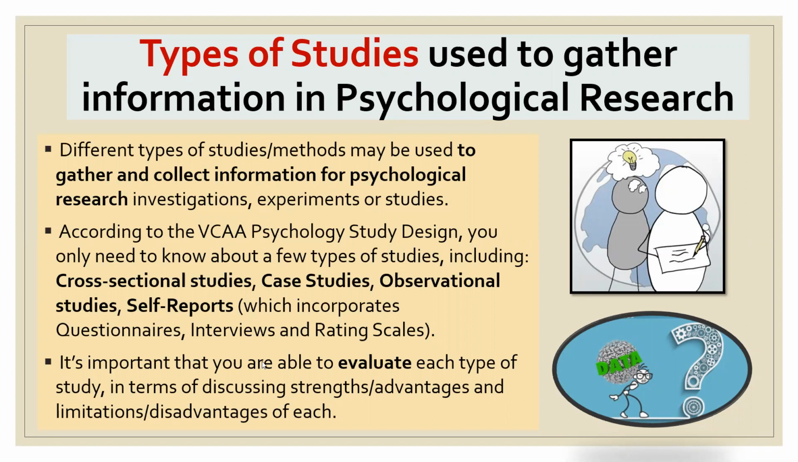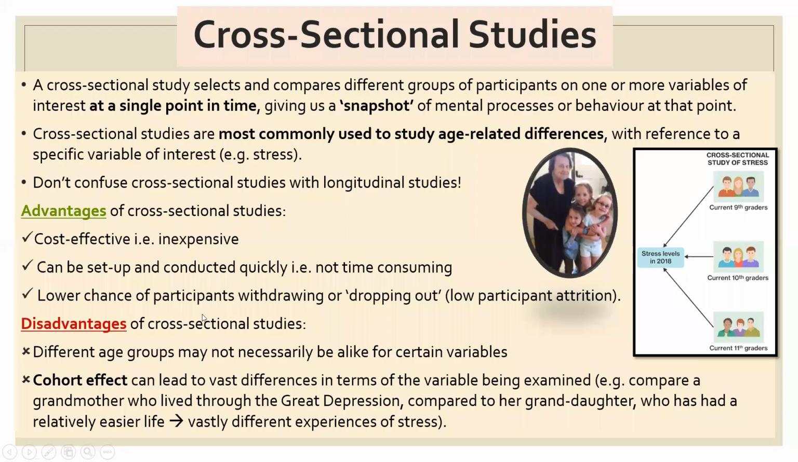Okay. And just like we evaluated the research designs where we looked at advantages and disadvantages, we need to look at advantages and disadvantages for these other types of studies as well. Okay, so these are called types of studies. So if I ever ask you to identify one type of study other than an experiment, you'd name one of these. All right, so let's have a look now at the actual types of studies.